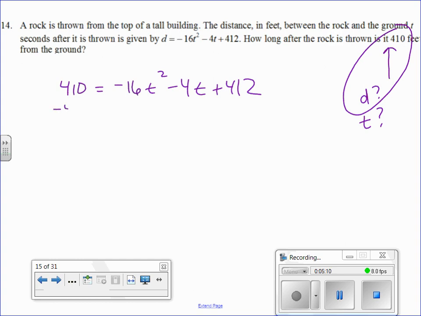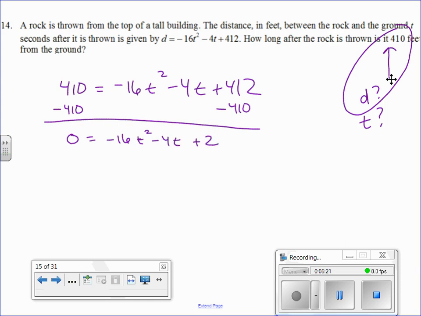So I would subtract my 410 over, because this is a quadratic that we're setting up. We've got 0 equals negative 16t squared minus 4t. I think that'd be a plus 2, wouldn't it? Do you want to use quadratic formula to solve, or do you want to use factoring to solve? Factoring actually does work. Let's pull out a common monomial. What's a good common monomial you can think of? 2, very good. Leaving us with negative 8t squared minus 2 plus 1.